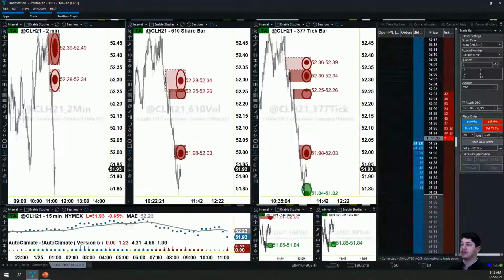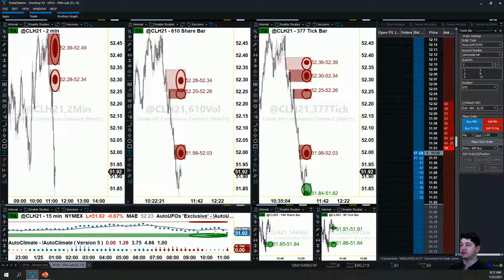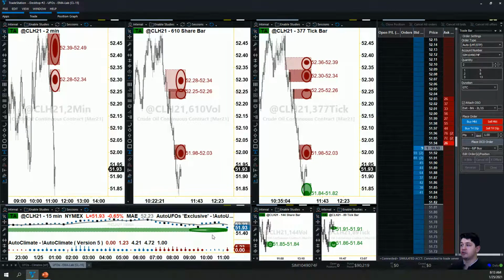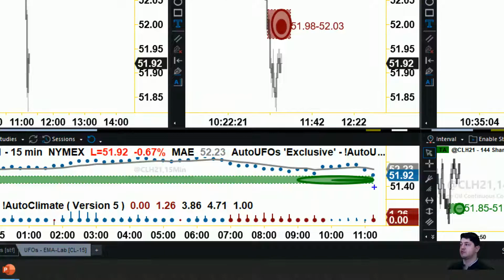All right, so the next thing we're going to look at is where the opposing UFOs are on this larger time frame, and that we see right here in this same chart. We see that it's right at where price is right now. Okay, so, why is it not letting me zoom in? There we go. So we see that we do have an opposing UFO right here.